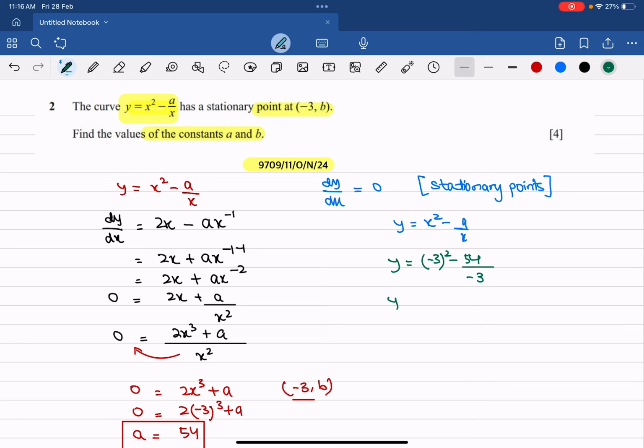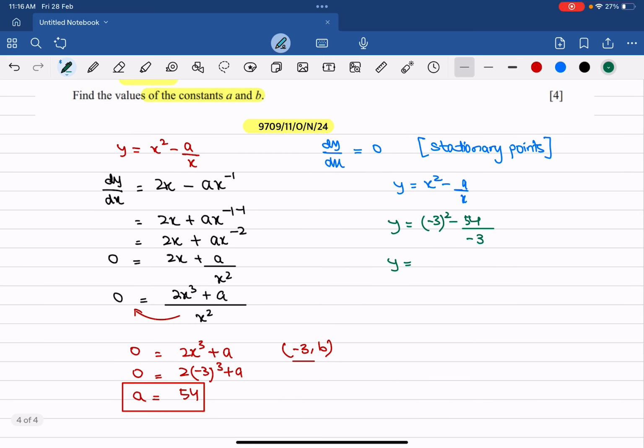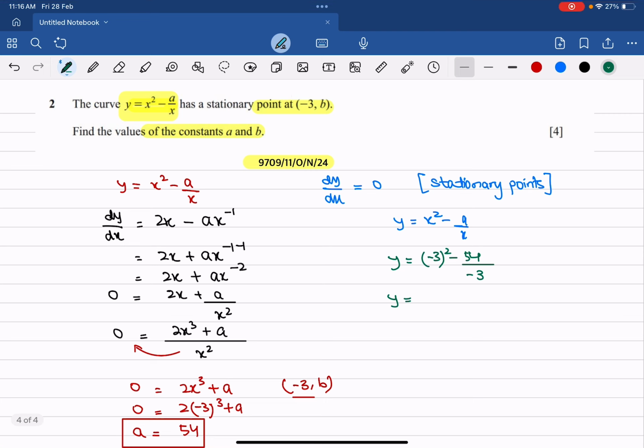So this was the equation. I just substituted all the values: minus 3 was given in the question, and we found a using the concept of stationary points. If you simplify it, the answer is y is equal to 27. So you found the unknown values: b is equal to 27 and a is equal to 54. That is what was required in this question.